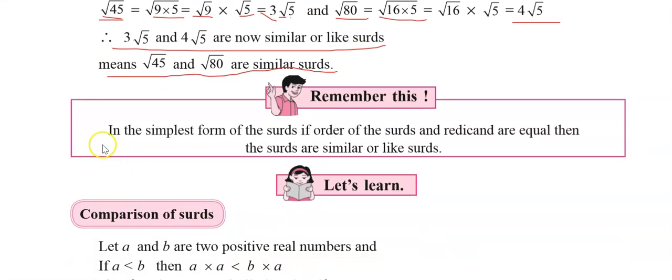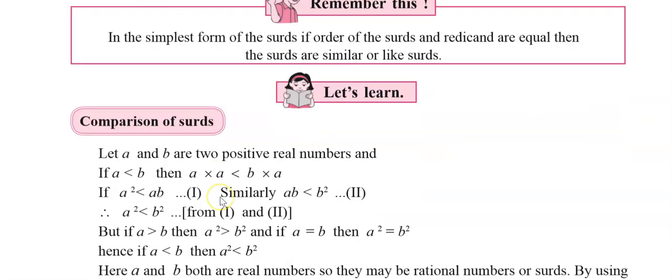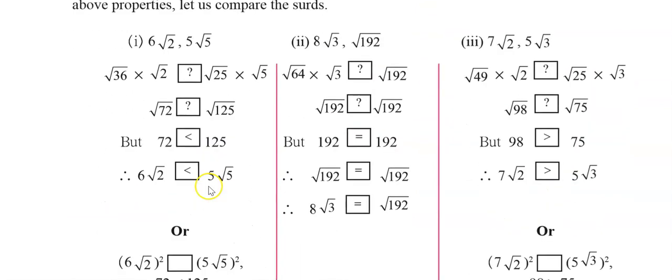That is, their order and the radicand must be the same. Now remember this: in the simplest form of surds, if the order of the surds and the radicand are equal, the surds are similar or like surds. This you have to remember. Now, the comparison of the surds.